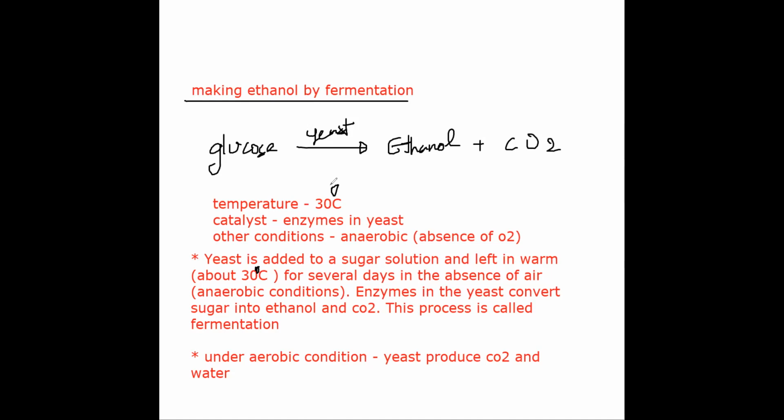So in order to make alcohol, you need to have anaerobic conditions. If we have aerobic conditions, what will happen? In the presence of oxygen, it will form carbon dioxide and water. We won't have ethanol, because the yeast would respire. Here again it's respiration, but this is anaerobic respiration, and this is aerobic respiration.